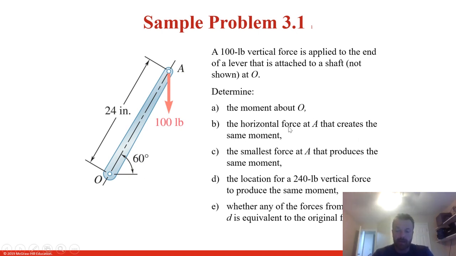For part B, the horizontal force at A that creates the same moment. So basically, if we were to pull it to the right, and we extend the line of action of that force, then the perpendicular distance from point O is just going to be the vertical elevation in that same triangle that we just computed. So we'll look at the actual diagram in a minute, but if we take 24 times sine 60, that is going to give us the vertical distance that you have to travel from O to go up to the elevation of A. Since a horizontal force would have a line of action at that elevation, it's going to be 24 times sine of 60. That's going to give us the perpendicular distance, and we're going to solve for the force needed to make the moments equivalent.